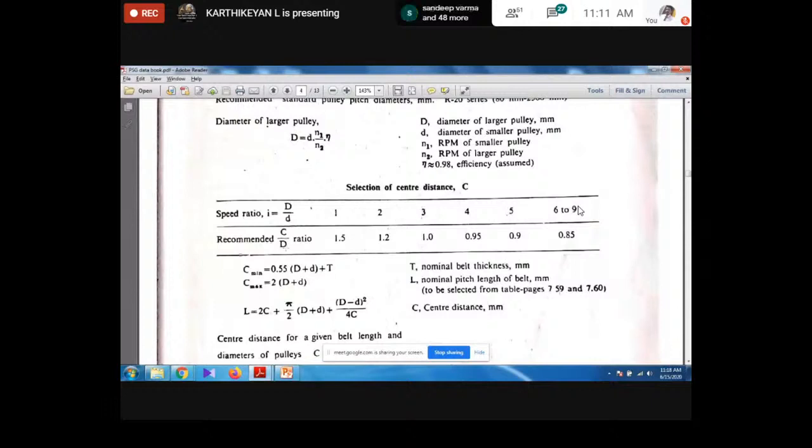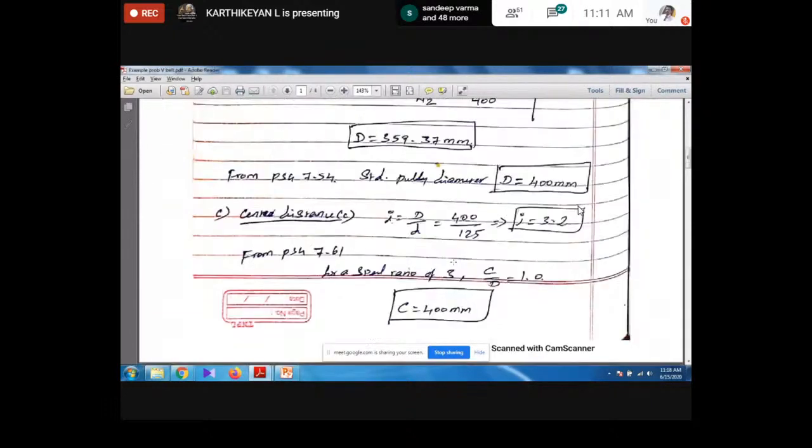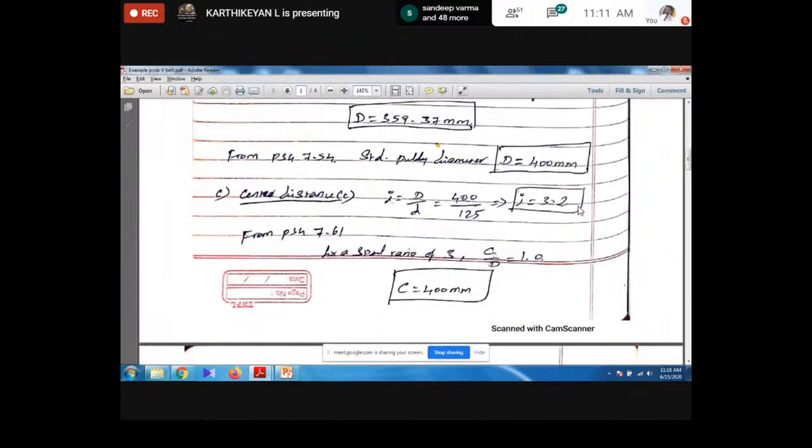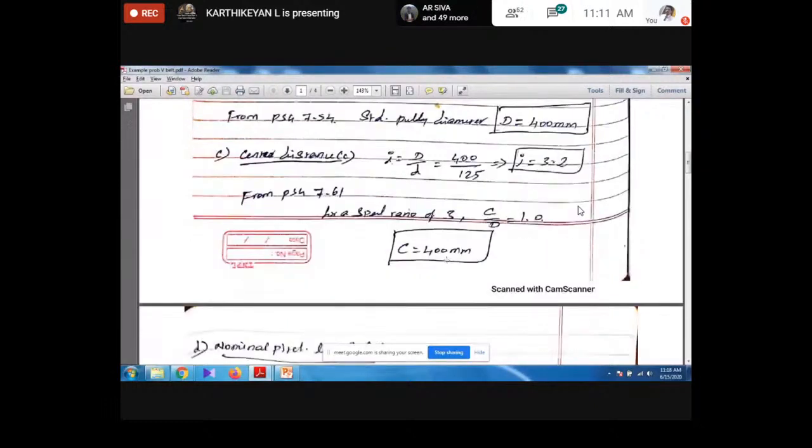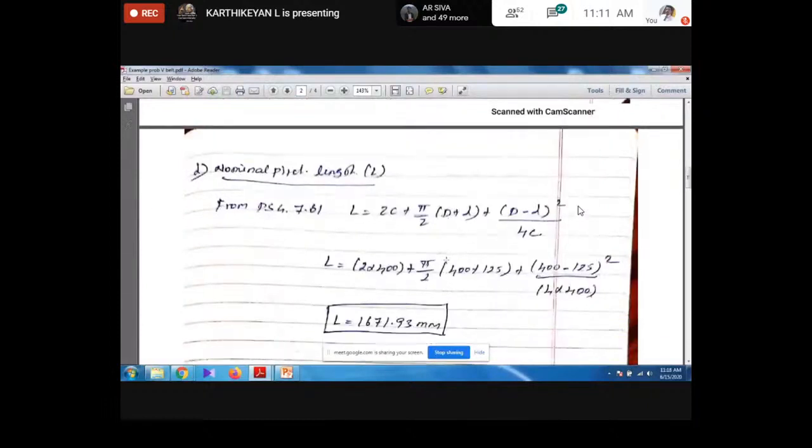The recommended C by D ratio is 1.0. So I know the value, right? C by D. Capital D is already calculated, the standard value is 400 mm, so C is also 400 mm. The approximate center distance is already calculated. So next, I am going to calculate the length of the belt drive. This is the standard equation, which is available in PSG data book 7.61.